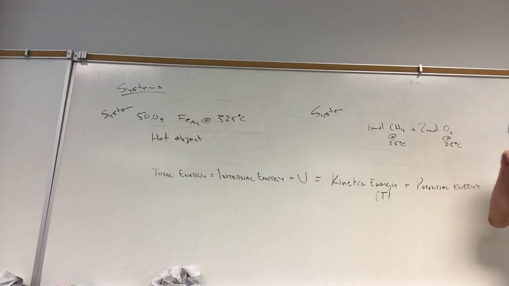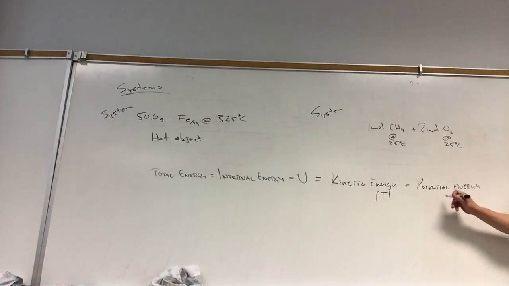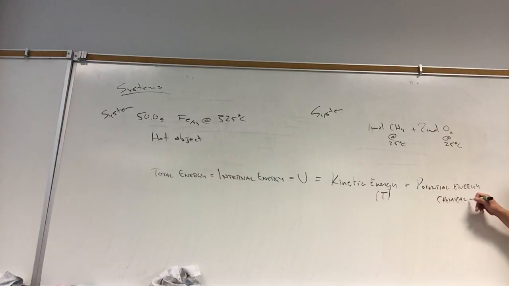When we look at the driving force for chemical reactions, we're looking at going from high energy to lower energy, or less stable to more stable. And so in terms of potential energy, this is called chemical potential energy. Where does this chemical potential energy come from? Well, that's going to come from this.